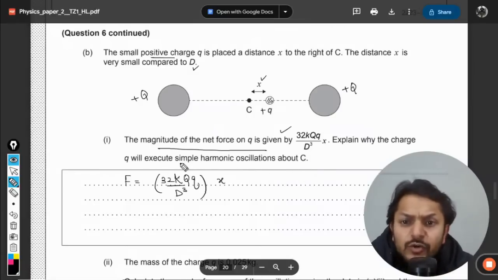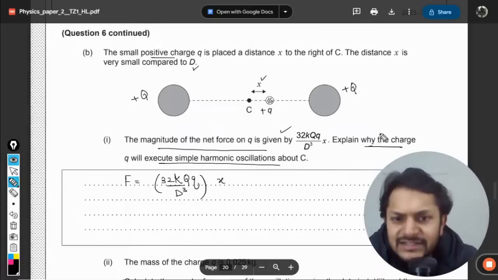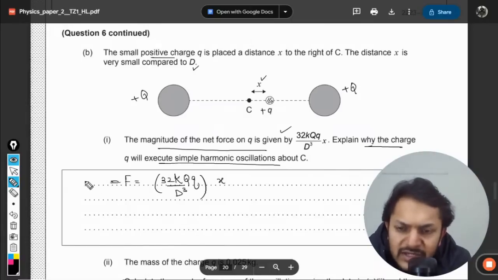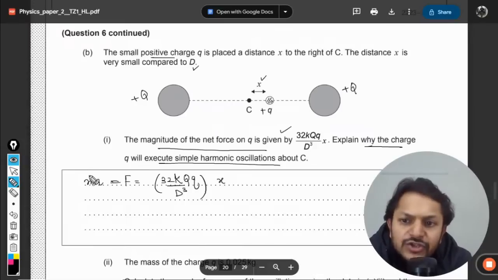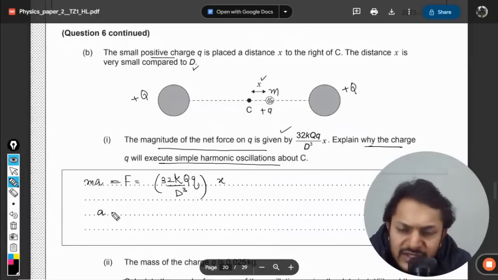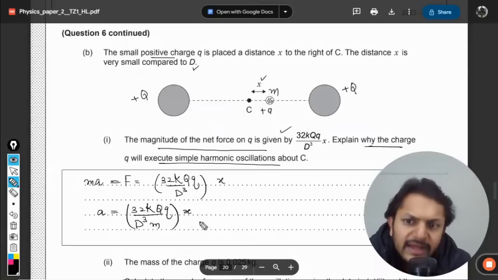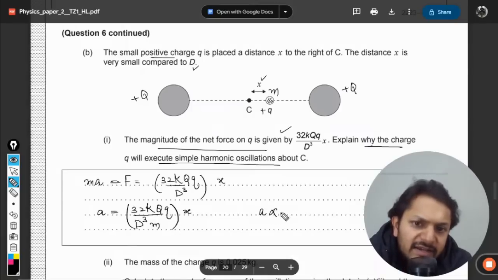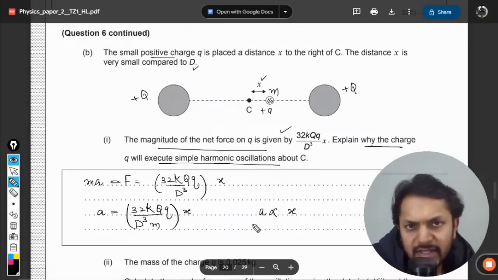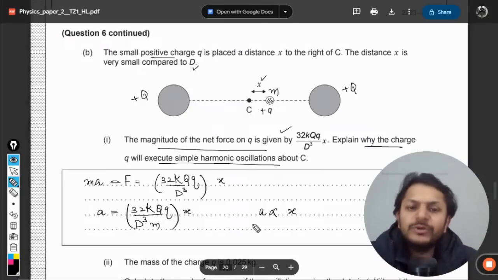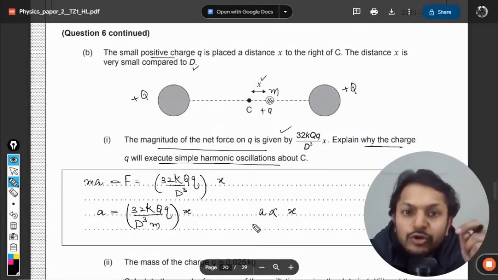So whenever you get a question like this, like why it is going to be a simple harmonic motion, the answer is always the same. This F has to be replaced with F is equal to m into a. So the mass of the charge, let us say this mass is m, goes to the other side. So we can say acceleration is equal to the constant into x. So acceleration is directly proportional to x. And which direction will it be? It has to be negative x, otherwise it is not a simple harmonic motion. So we have to prove that the direction is towards the mean position.